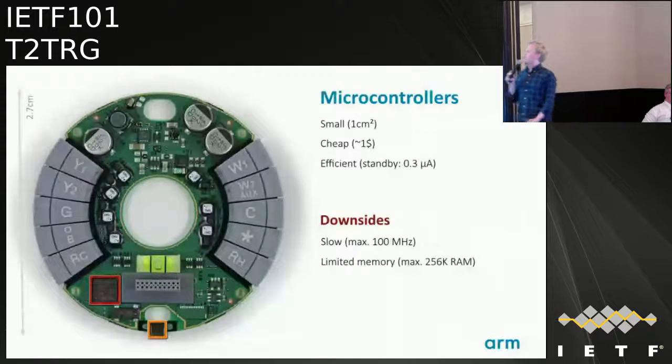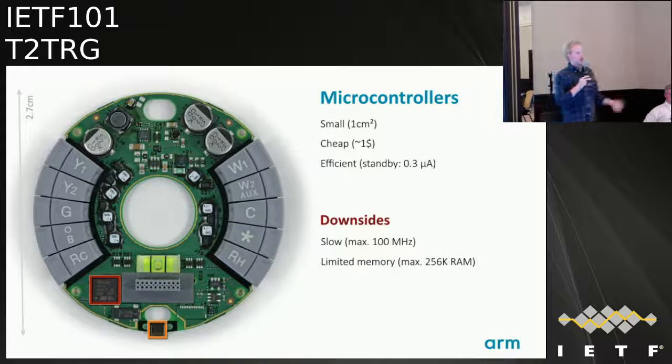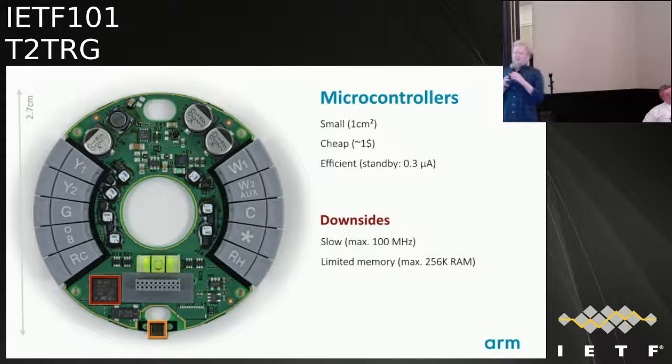Now, if we have anything on the edge, it's not going to be a computer. It's not going to be a Raspberry Pi. It's going to be a microcontroller. So I assume everyone knows what a microcontroller is. So, they're small, they're cheap, and they're efficient. I mean, if they don't do anything, they just basically don't consume any energy either. But the downside is they're slow and have very limited memory.